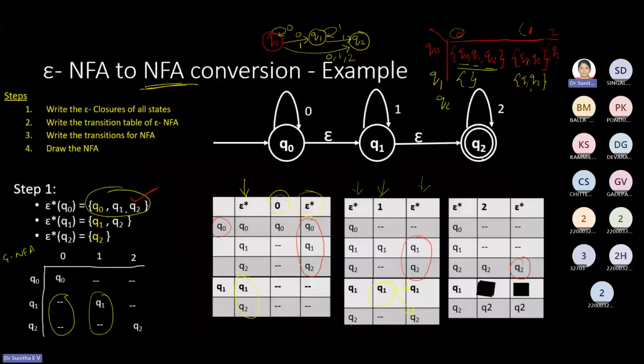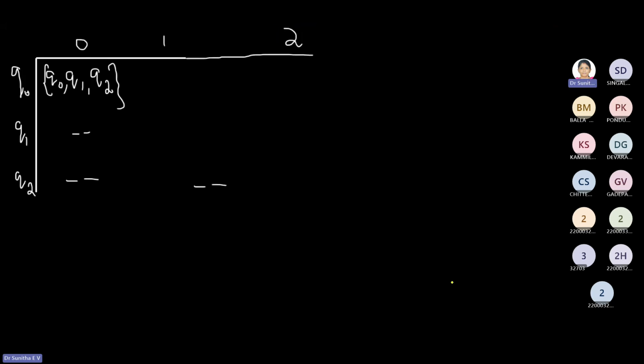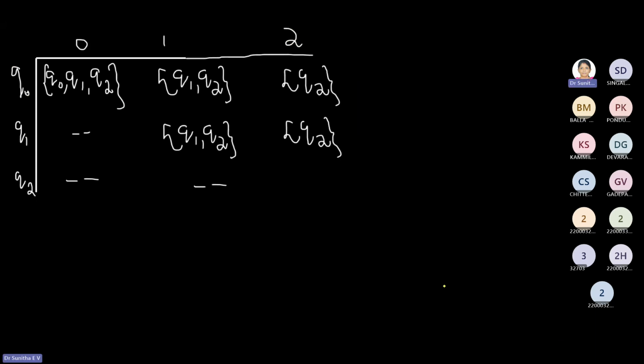Then for input 2, we have to do the same thing. And here also we got Q2. That means from Q1 on 2, it will transit to Q2. And the same way we have to complete Q2 also. Finally, we'll get the transitions like this. This is the transition table for our NFA. And now we have to draw the machine, complete the machine.